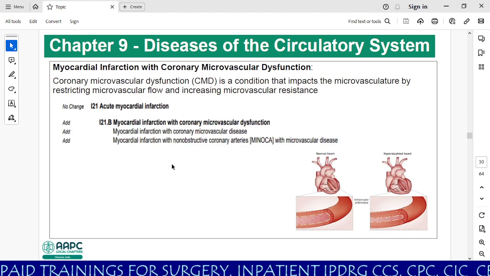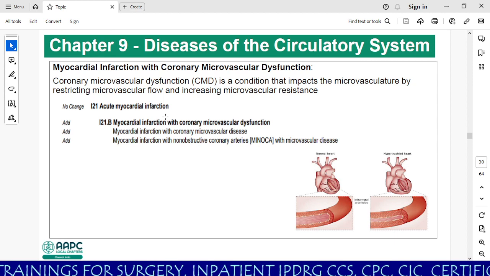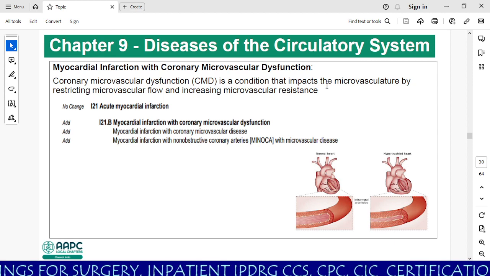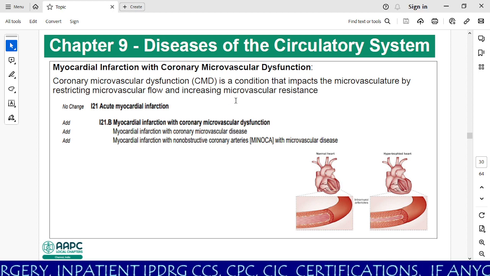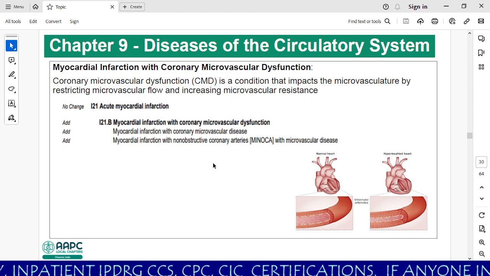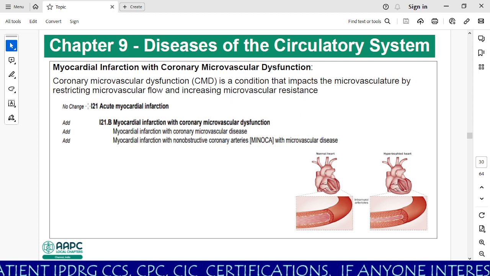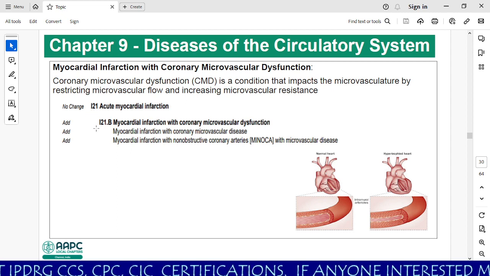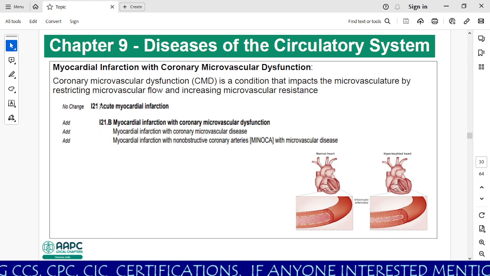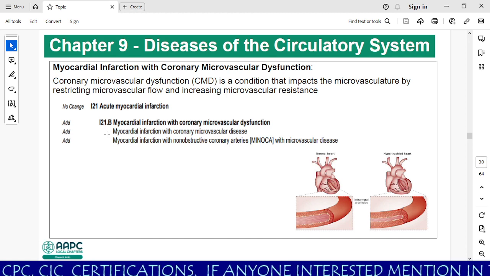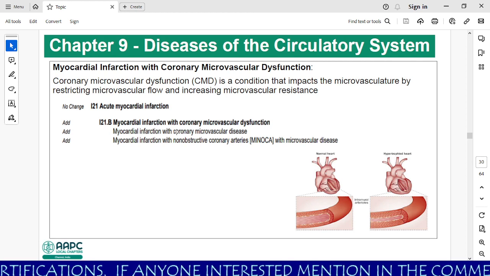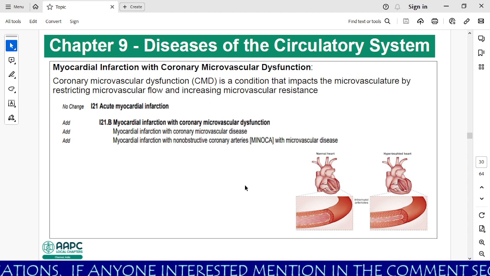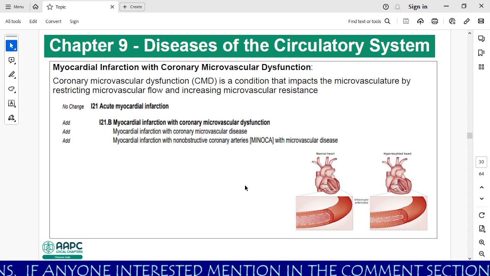So next one is chapter 9. This is our circulatory system. As usual, coronary microvascular dysfunction, CMD, is a condition that impacts the microvascular system by restricting microvascular flow and increasing microvascular resistance. So here also there is no change in this category, but there are new additions. Here we have one subcategory I21.B, myocardial infarction with coronary macrovascular dysfunction.